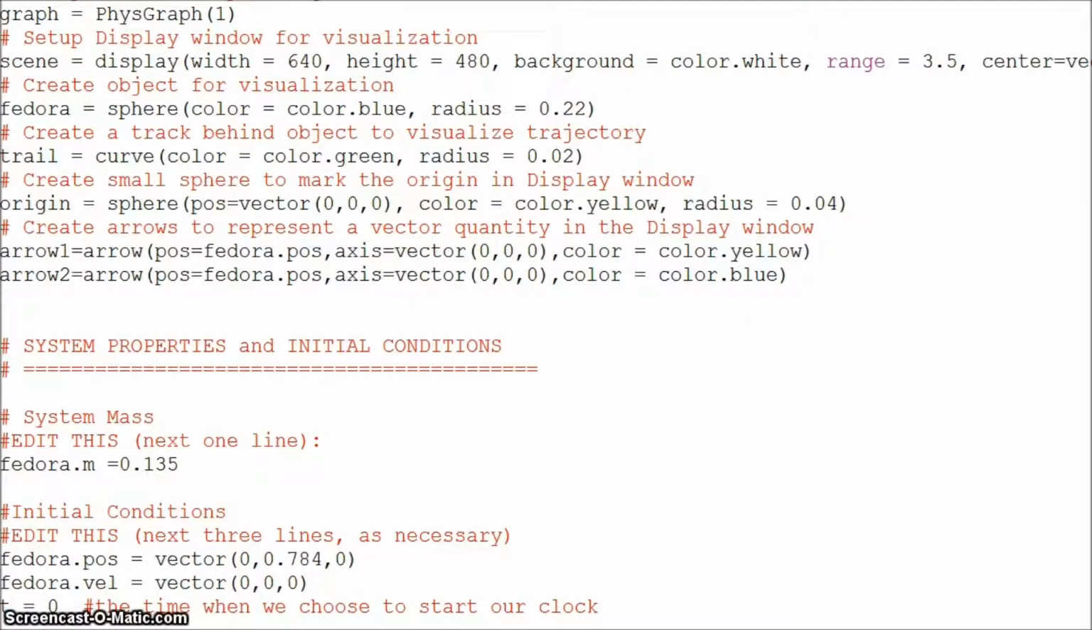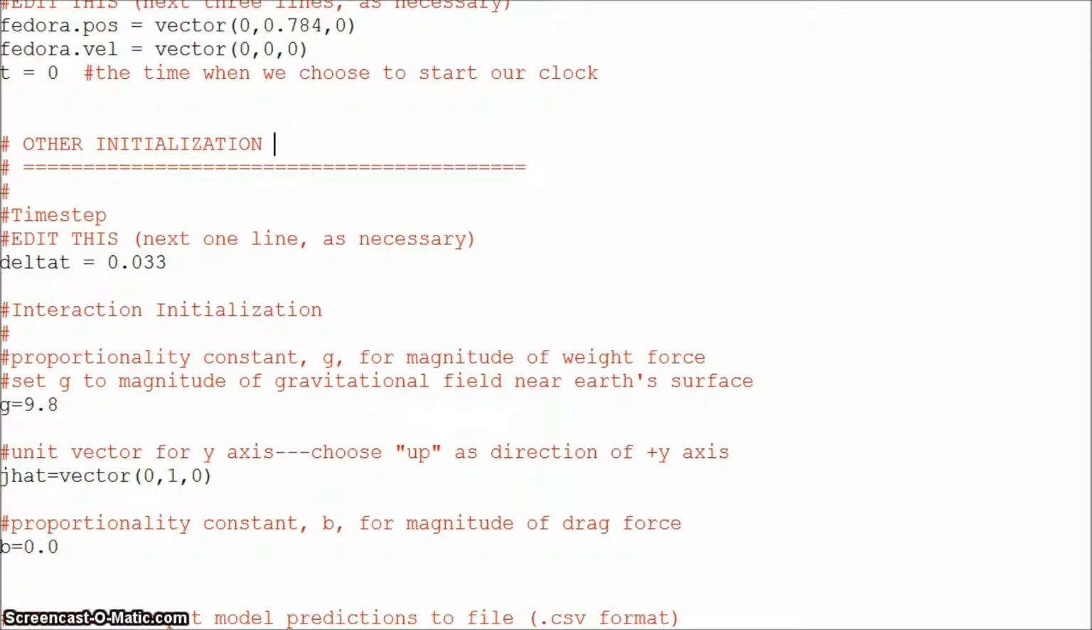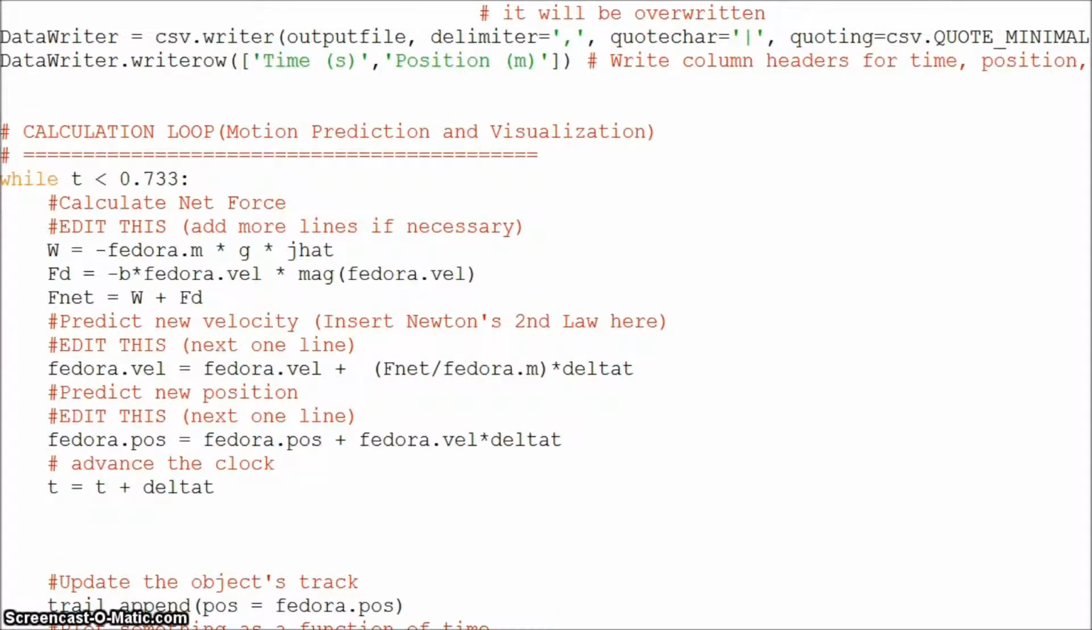To configure for Model 1, I first used find and replace to replace the term ball with fedora. I then entered the weight of the fedora, which was 135 grams, or 0.135 kilograms, into the variable fedora.m. As for the initial position, I changed the y-coordinate of the vector to 0.784, which according to Tracker was the height of the object when I dropped it. I changed delta t to 0.033 seconds, as that is the change in time that is used in Tracker. Otherwise, I did not change any of the variables. I also changed the while loop to end at 0.733 seconds, as it does in my experiment.